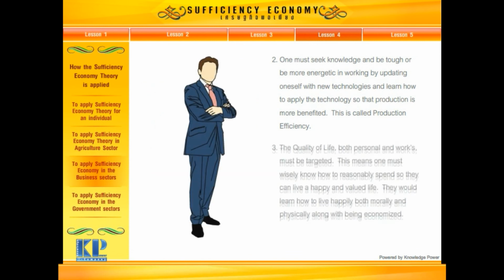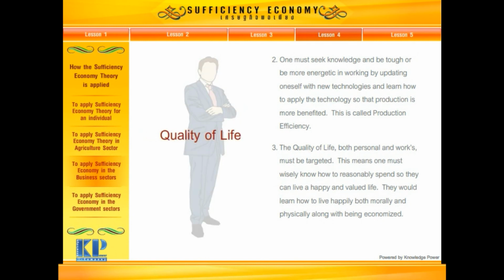3. The quality of life, both personal and work, must be targeted. This means one must wisely know how to spend reasonably so they can live a happy and valued life. They would learn how to live happily, both morally and physically, along with being economical.